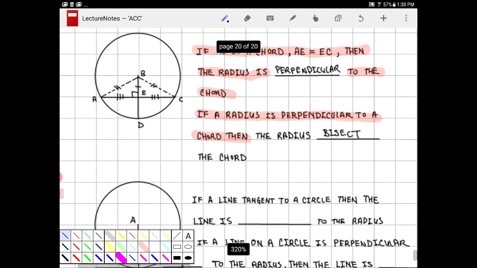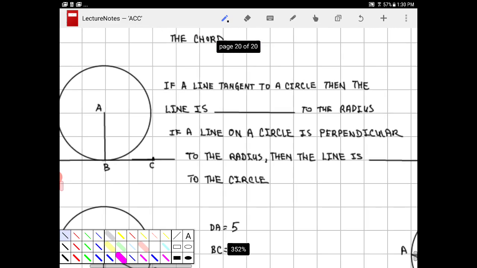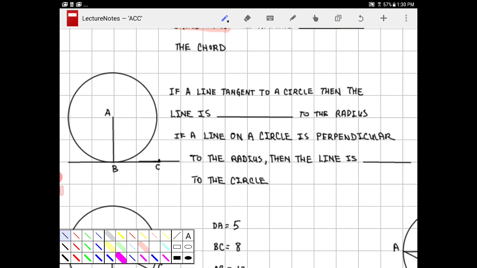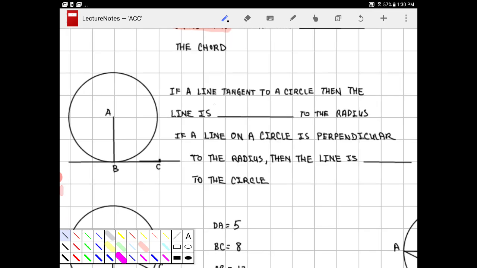The second theorem that I want to talk about is this one right here. If a line is tangent to a circle, then the line is blank to the radius.